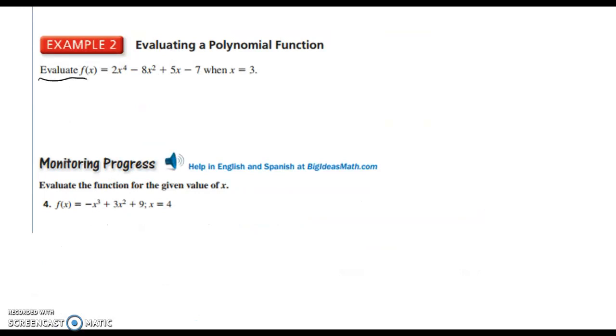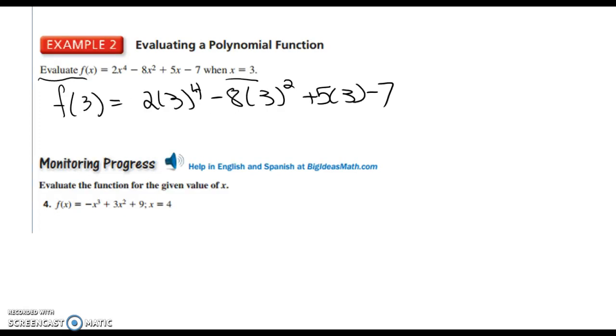Here we're evaluating when x is 3. So that means we're going to find f of 3. This is a fancy way of saying just plug in 3 for all the x's, and then figure out this answer. So I plugged in 3 for all the x's, and now let's compute this. You could do it by hand or in calculator.